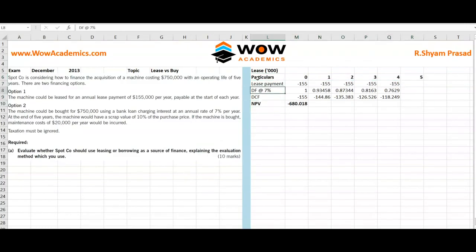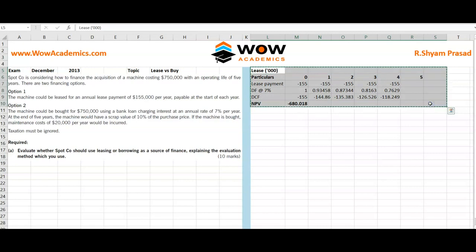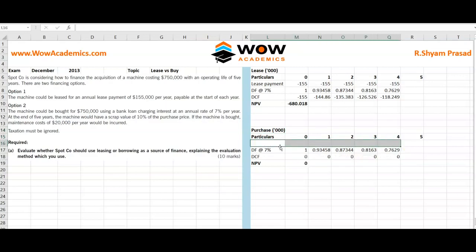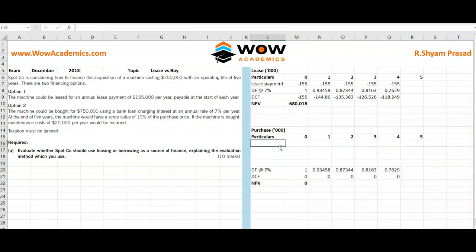So we have to do a similar thing for the purchase, the borrowing and purchase. So we'll copy this table and use it as necessary. So you'll have it here. We'll take it as purchase. Again, purchase is done in thousands. Particulars is there, and we have a lease payment. Lease payment is not there, so we'll remove this element totally. And these cash flows we'll copy and we'll have it below. If there's any other cash flow in between, we'll work out here.